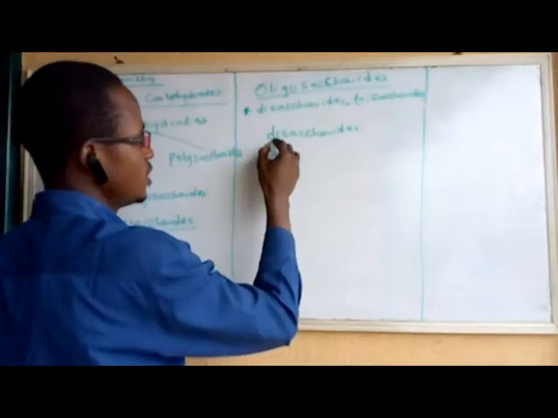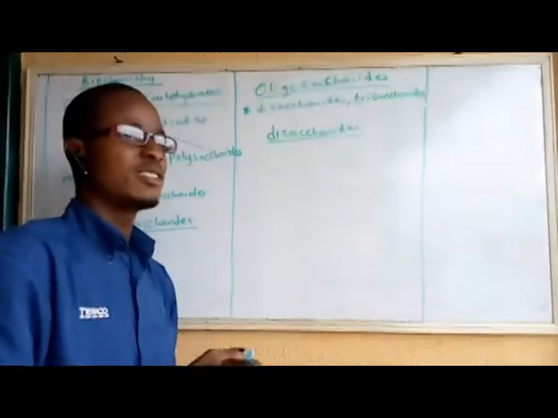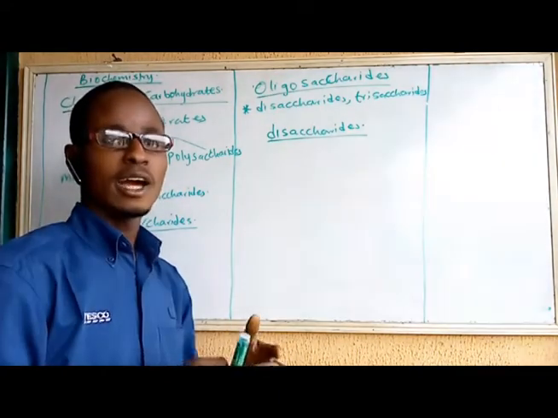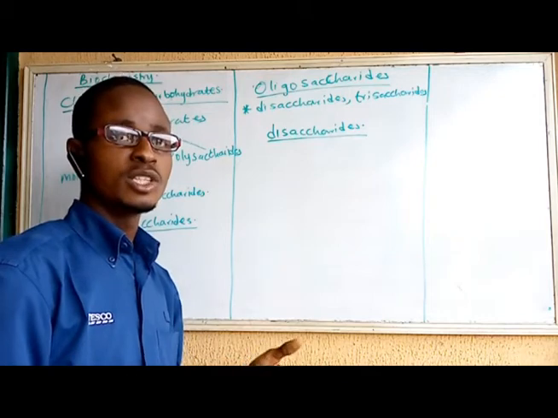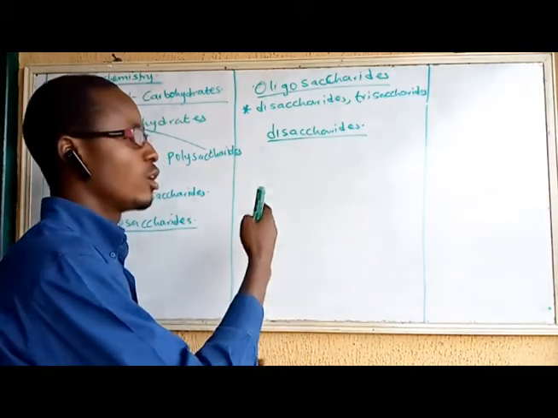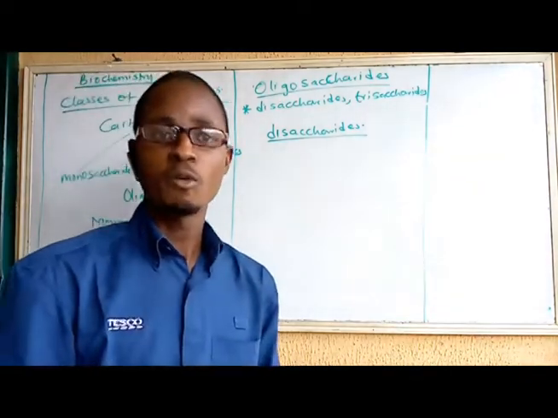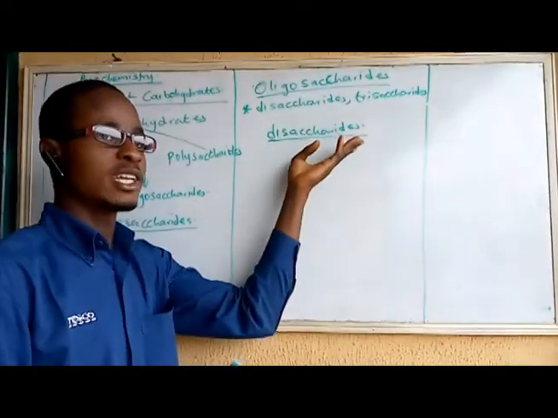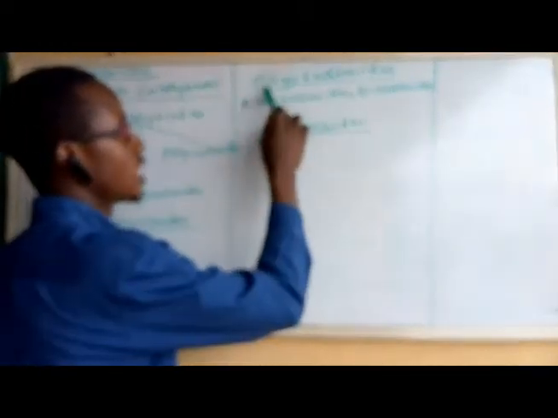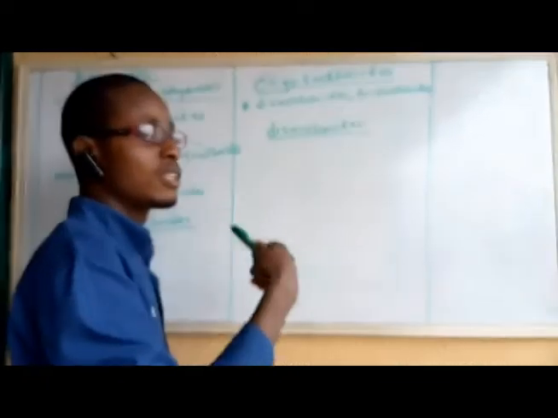So let's look at the definition for disaccharides. Since there are two molecules of monosaccharide linked together to form the disaccharide, we can define it as a carbohydrate which, on hydrolysis, produces two molecules of monosaccharide, of simple sugar. So when you perform a hydrolysis reaction of a disaccharide, it produces two molecules of monosaccharide. Oligosaccharide is a general term to qualify disaccharide, trisaccharide, tetrasaccharide, and pentasaccharide.